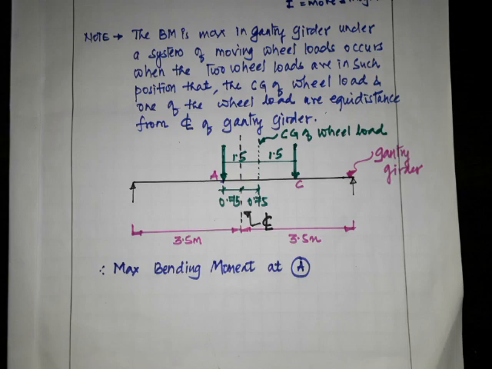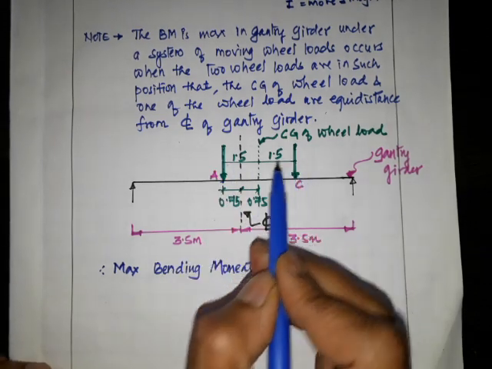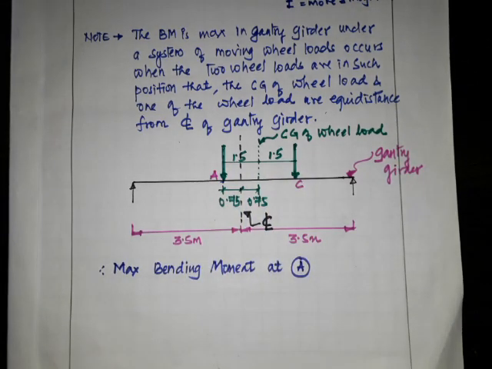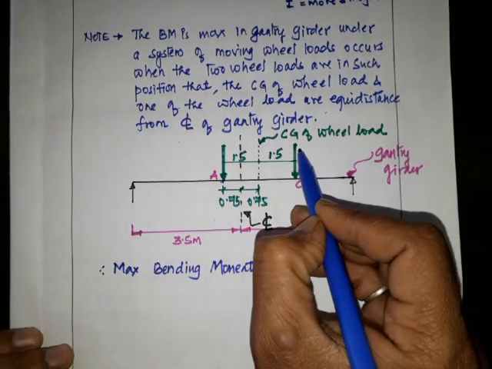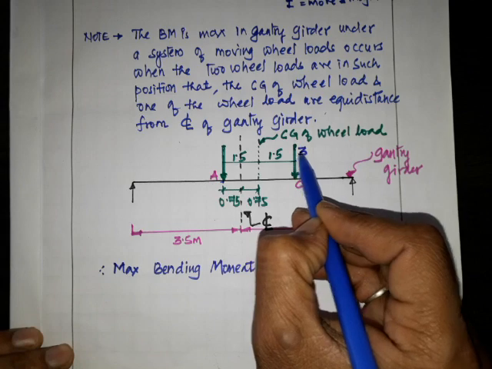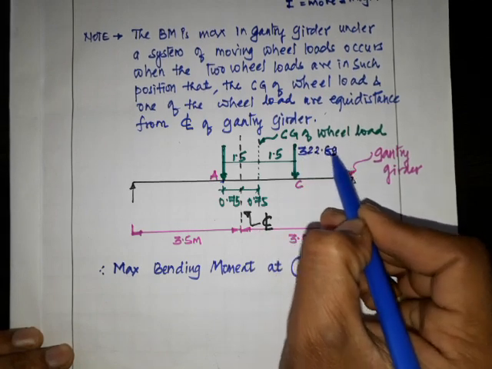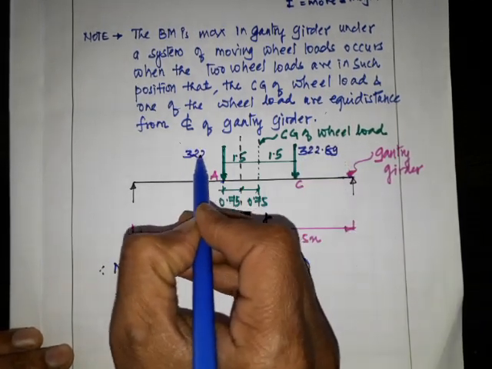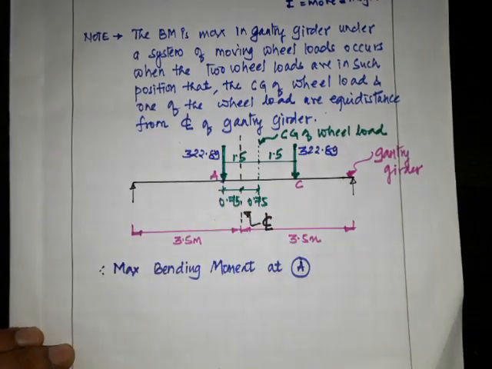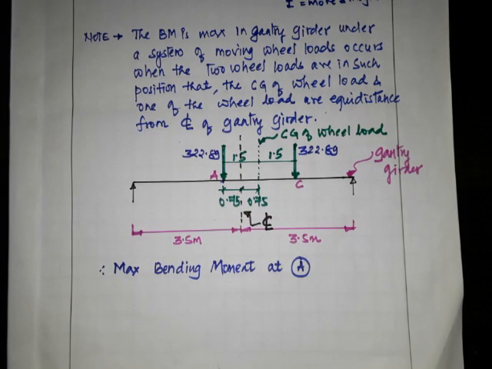And what about these loads? I think we have already calculated. So I think we have got 322.89. So these wheel loads we have already calculated. So this will be 322.89. This is also 322.89. Correct? Both wheel loads carry a load of 322.89.